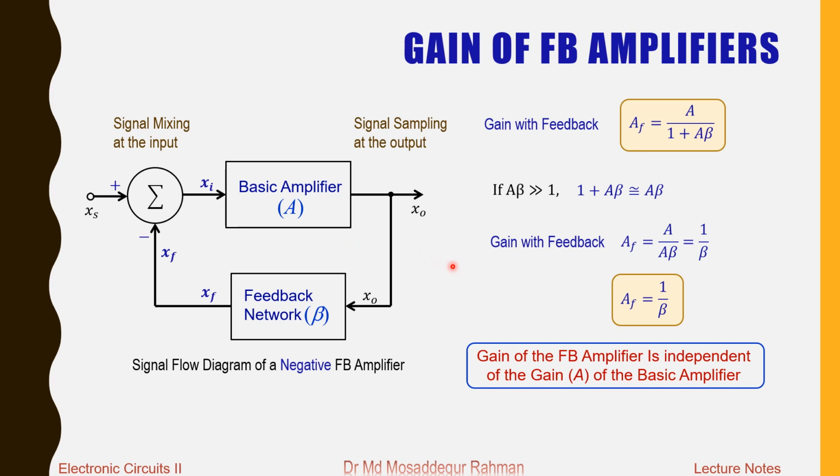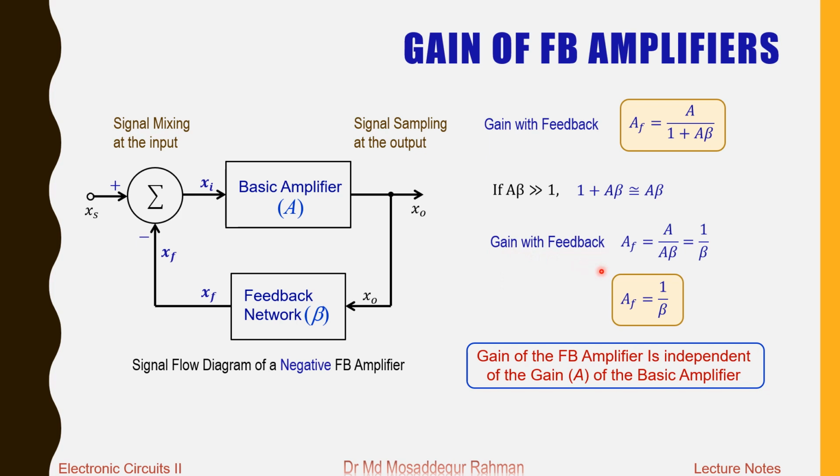And what is the solution? And the solution is the feedback. And as you can see, if you design a proper negative feedback amplifier, you can make the gain independent of the gain of the basic amplifier.